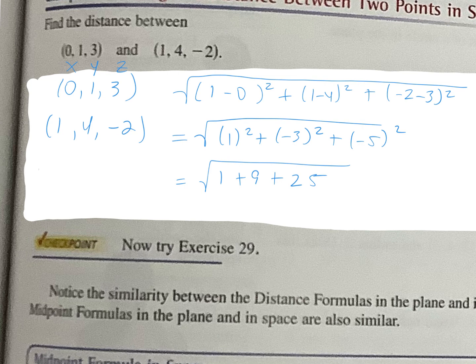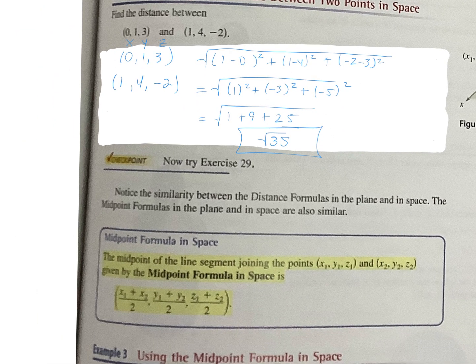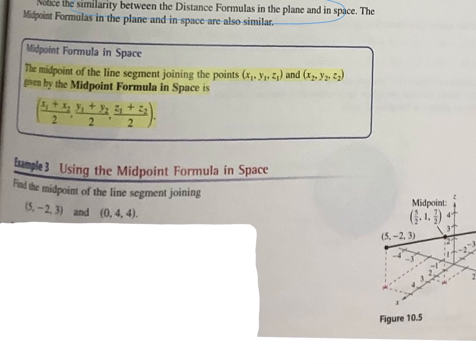Good. So when I add this together, what's 1 plus 9 plus 25? The square root of 35. And what do I always need to check to see? If you could break it down. Questions? No questions? All right, so it says, notice the similarity between the distance formulas in the plane, like in your coordinate plane of XY, and in space. It's the exact same thing, except you're adding what? The Z. That's it. We're not talking about a flat piece right now. We're talking about something in space, like a 3D.